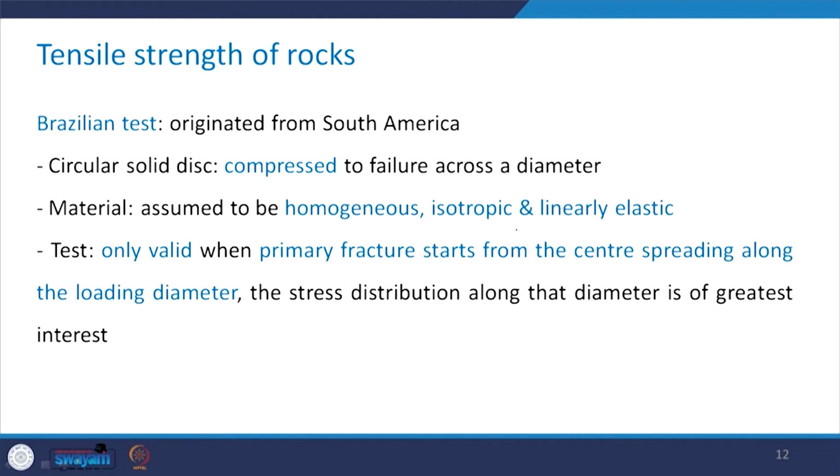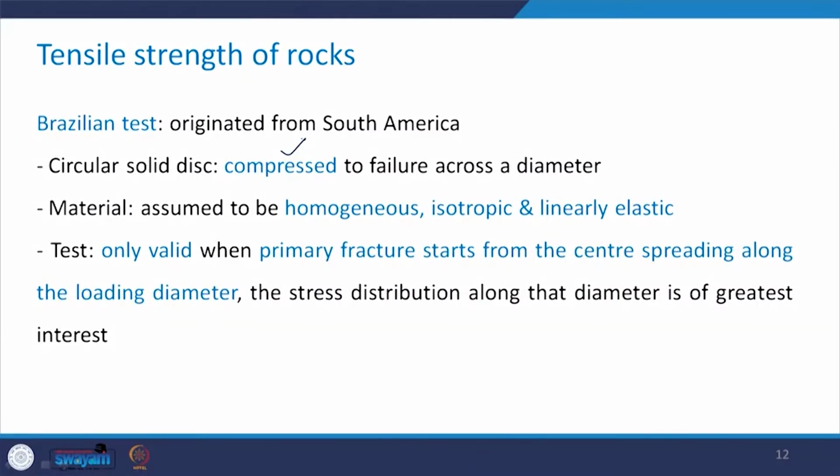So, you see, although I have to find out the tensile strength, the specimen is compressed. That means that the specimen will be subjected to compressive stresses, but not the tensile stresses, and that is why we are calling these tests indirect tests, because we are not subjecting the specimen directly to the tensile stresses. In this case, material is assumed to be homogeneous, isotropic and linearly elastic.